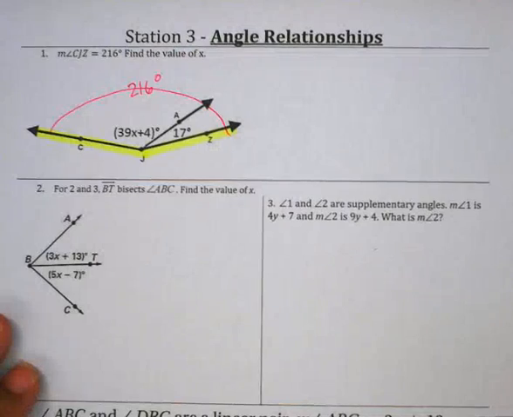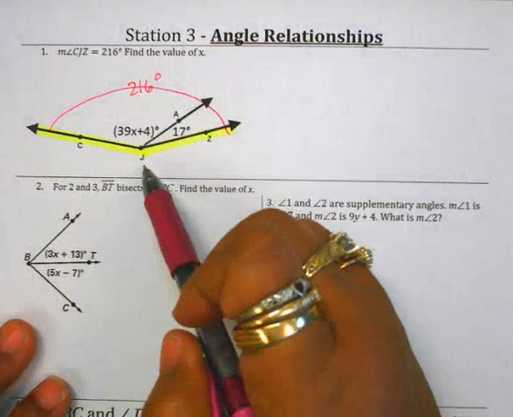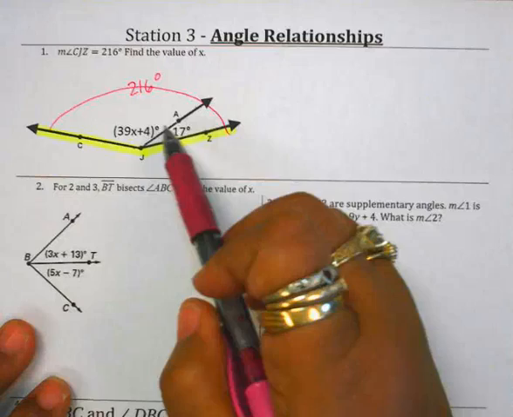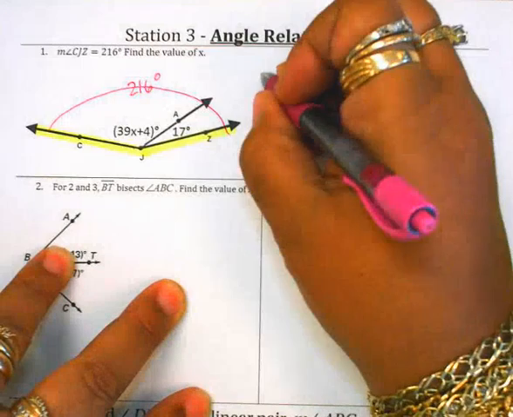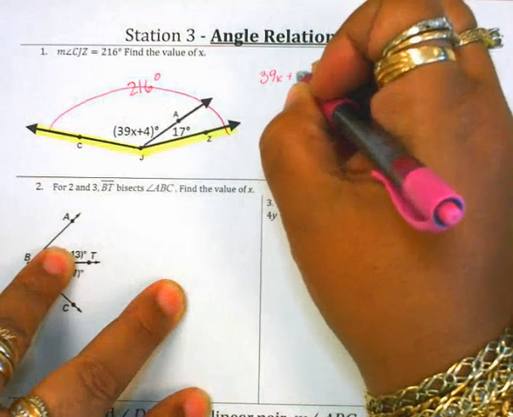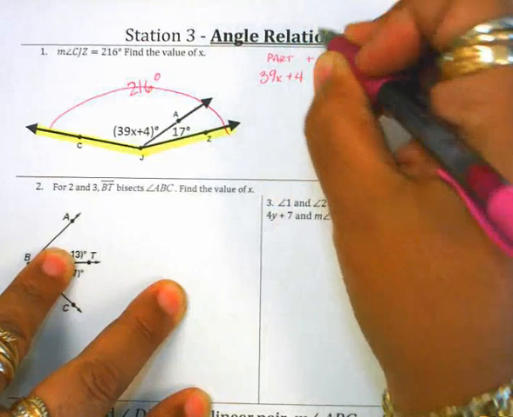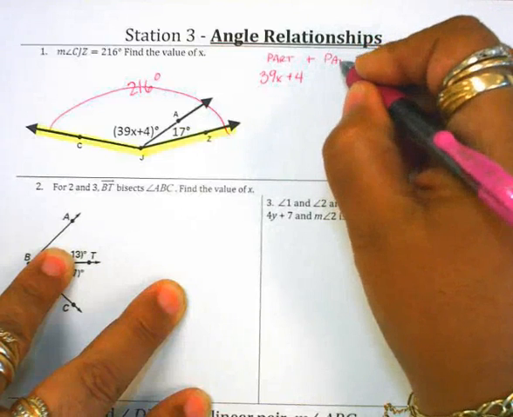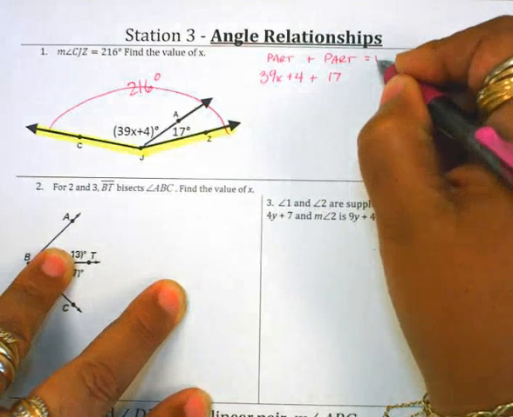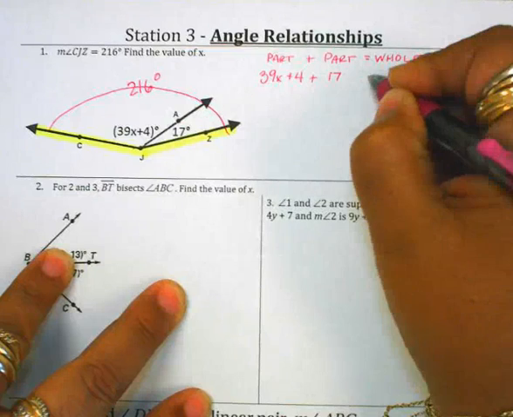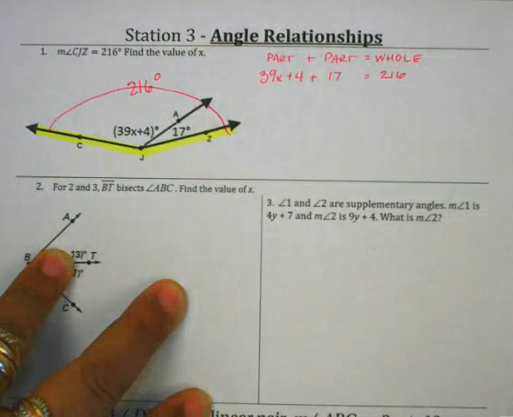We need to find the value of x. Well, they've given us this information. CJA is 39x plus 4 degrees, and AJZ is 17 degrees. So we know that if we add those, 39x plus 4, that's our first part of that angle, plus the other part of our angle is 17. The whole big angle is 216 degrees. And now we have an equation to solve for x.